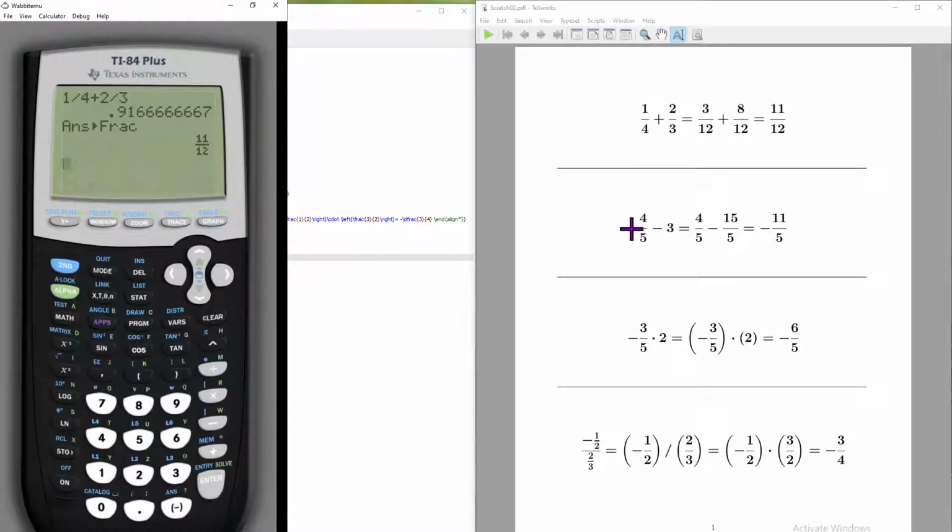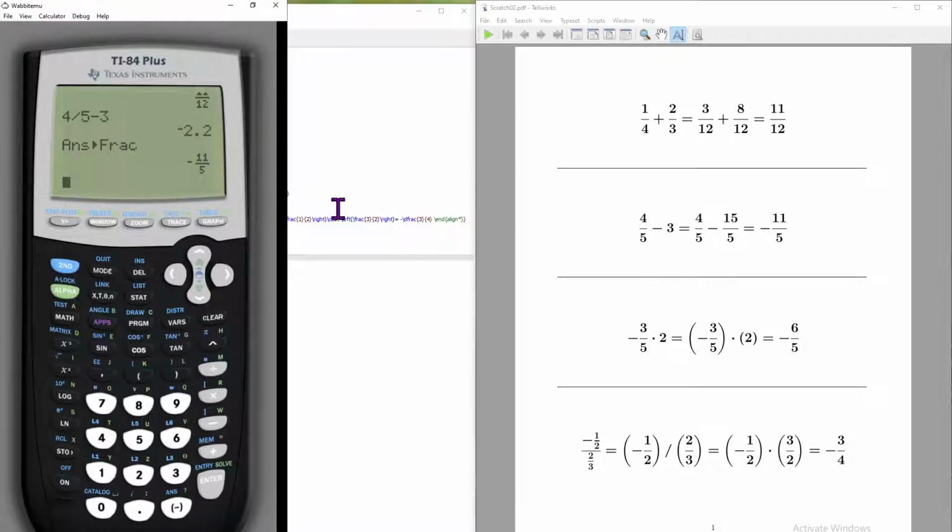Let's look at some other examples. The second example I have is 4/5 minus 3. The first thing is a fraction and the second thing is a whole number, but that doesn't matter. We can just calculate it together. Again, because of the order of operations, division going before subtraction, I don't have to worry about parentheses here because it'll take the 4/5 as a single entity. So we do the calculation. It gives me -2.2, and then again I can press the math key and change it to a fraction, and it gives me the correct fraction, which is -11/5.